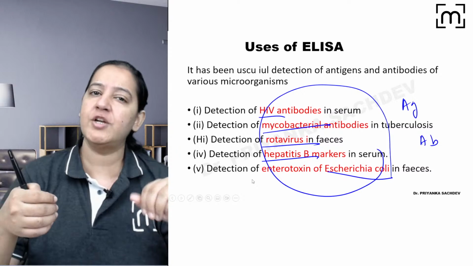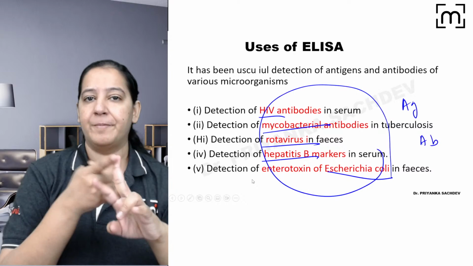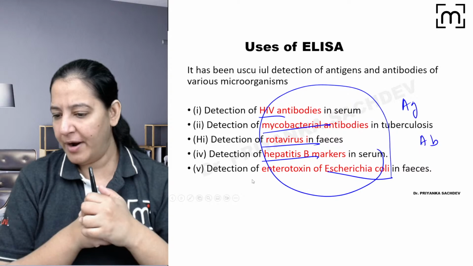And in a short question, you can get one type of ELISA, one of the types, not all three. So if you are getting a long question, you will get all three, right? If you are getting a short question, you will get one of them, either sandwich or indirect or competitive, whatever. So give me a thumbs up. You got my point?